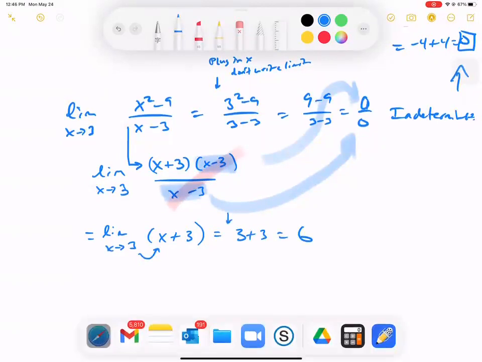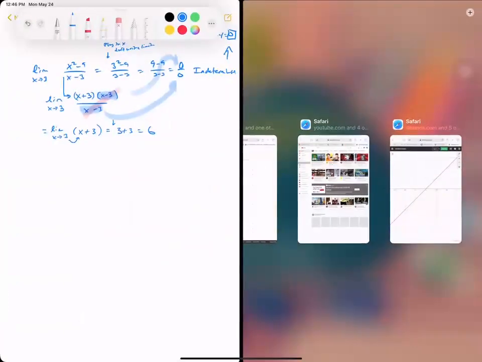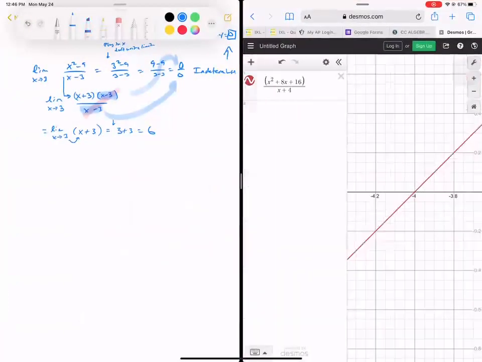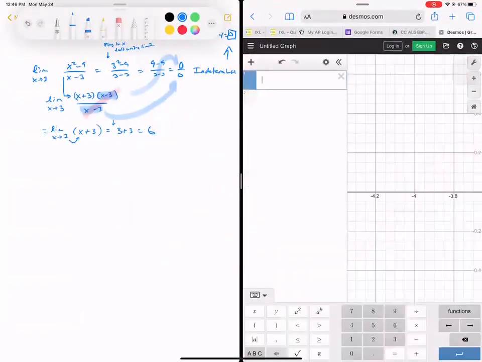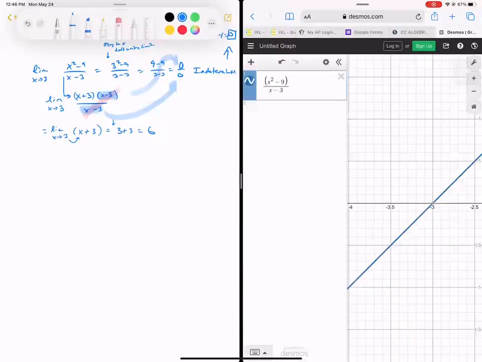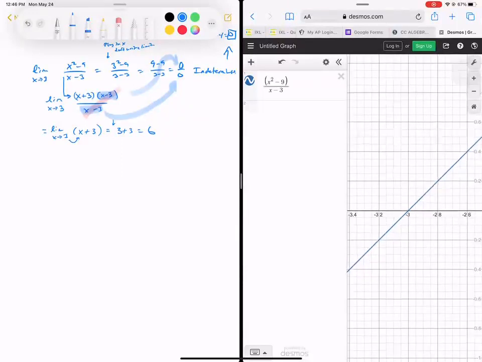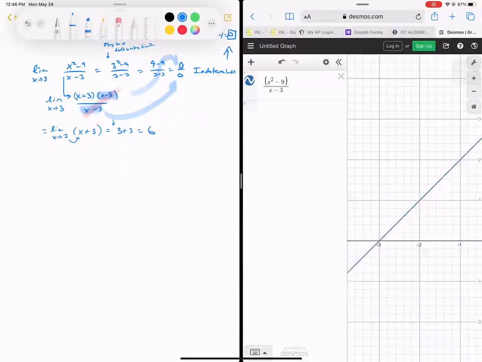Let's go ahead and check with Desmos. Hello, Desmos. Let's see if we come up with the same answer here. If I write x squared minus 9 divided by x minus 3. Let's take a look at the graph. We said, what does the graph look like at positive 3? Let's go over to positive 3.